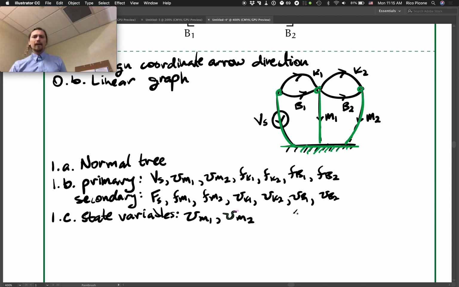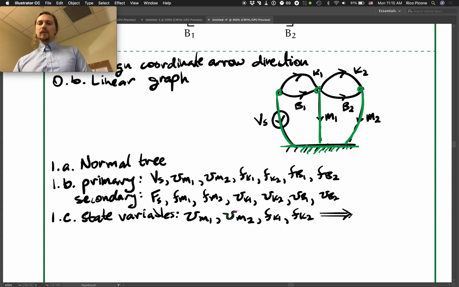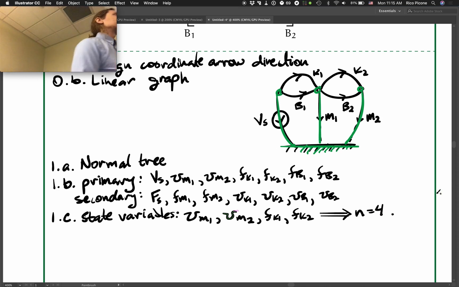And then we have our through variables, in this case forces, through T-type energy storage elements in the links. Okay, so we've got two of them, the two springs. Springs are T-type energy storage elements. They're in the links, so we have FK1 and FK2. These are the state variables. There are 4 of them, so what is the order of the system? 4. Fourth order system? Crazy, right?